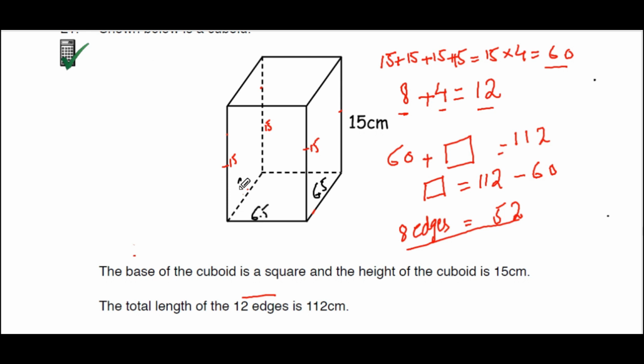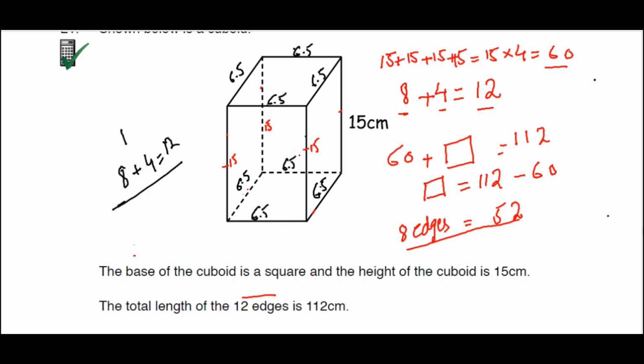Each of these edges is 6.5. Look at here how many there are in total: 1, 2, 3, 4, 5, 6, 7, 8.